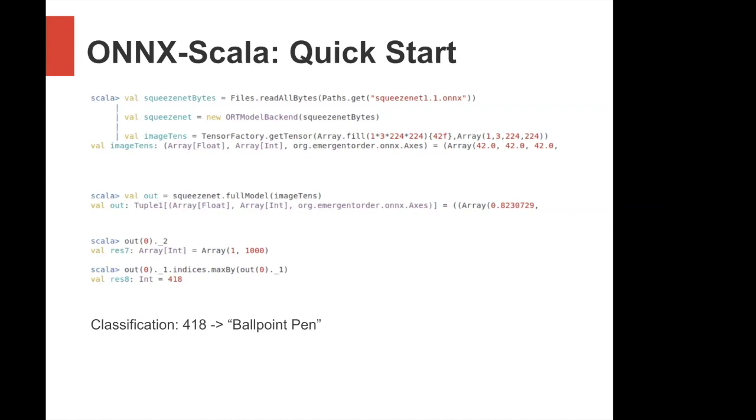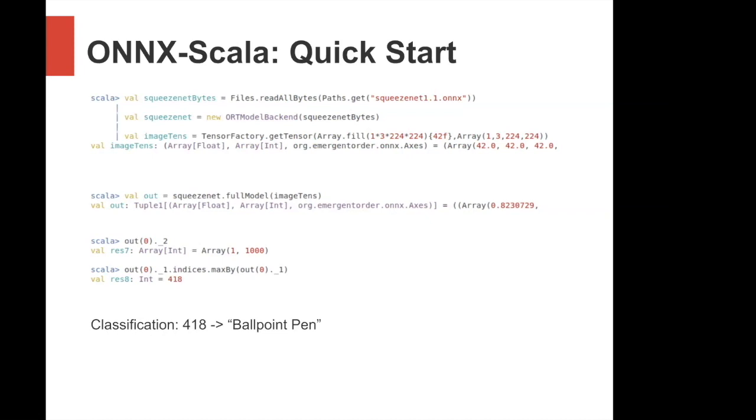Next, we create an input, a sample input. I'm calling it image tens here. You could imagine that this is your image of a potential plane. But in reality, it's just a tensor with an array inside it, which is filled with the value of 42, a float with the value of 42 for every element. And that's just for the purposes of example.